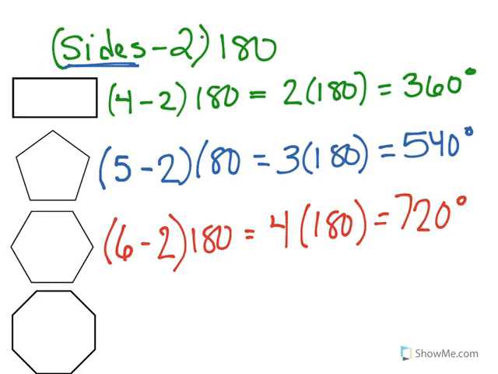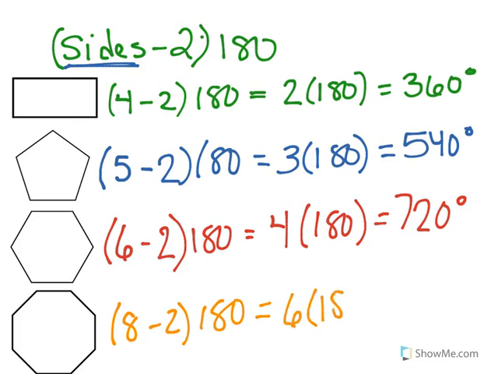Lastly, we bring in the octagon. The octagon has 8 sides on it. So we put 8 minus 2 times 180. 8 minus 2 is 6. And we're going to multiply that times 180. And our solution is 1080 degrees. So the actual geometric formula is just s minus 2 times 180. And that's the formula that we'll use for interior angle sum when trying to find it for any regular given polygon. That concludes this lesson.